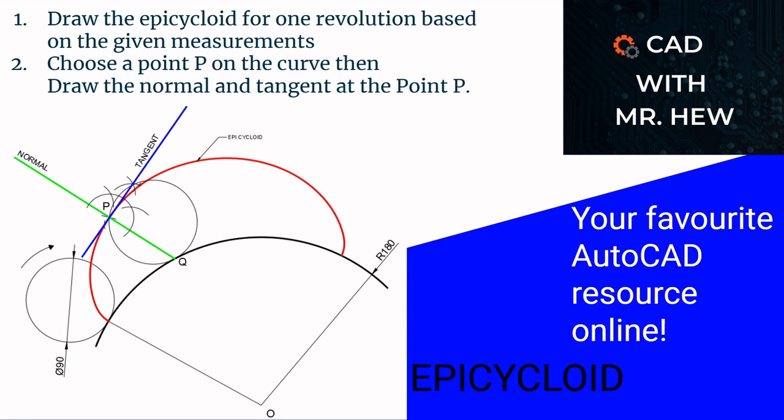In today's video, we'll be looking at the epicycloid. In the previous video, we looked at the construction of the cycloid. For today's video, we'll be required to draw the epicycloid for one revolution based on the given measurements on the question that's shown on the screen. Then we're going to choose a point on the curve. Then we're going to draw normal and tangent at the point P.